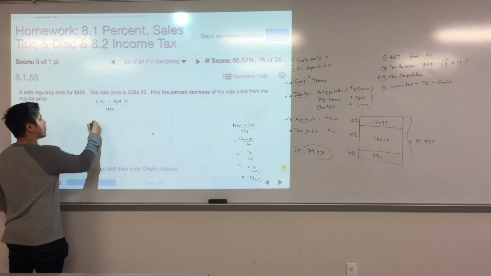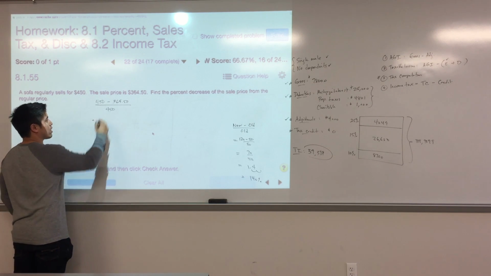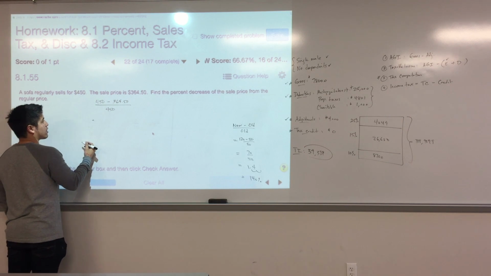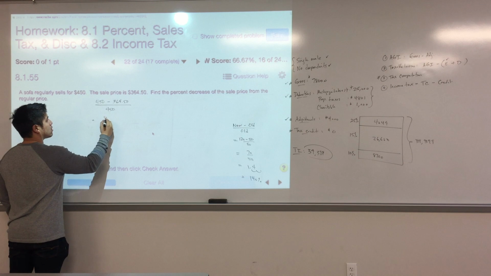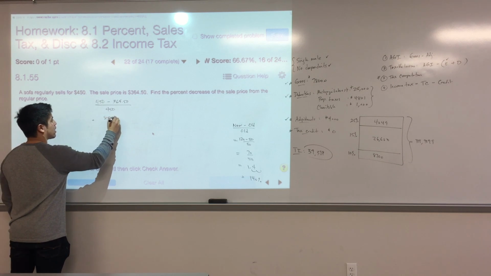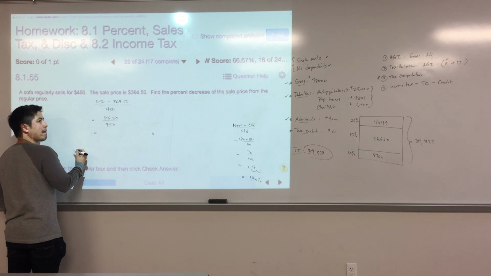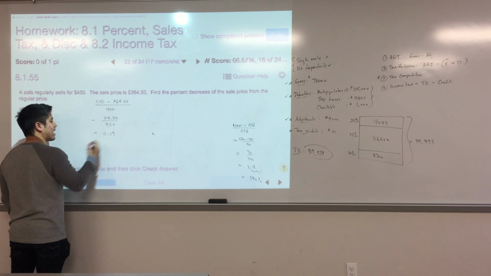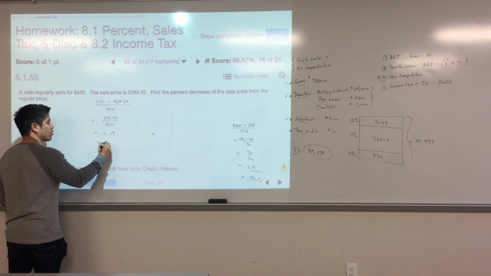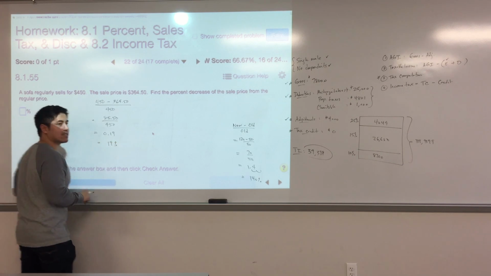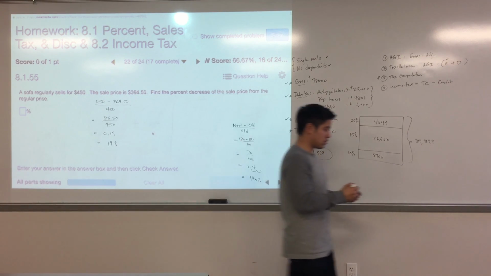Okay. What's the amount that it decreased by, first and foremost, so we can subtract that? What is that? 85.5. Okay. All over 450. What's the decimal? 0.19. Is that the answer? No. Two to the right. It decreased by 19%.